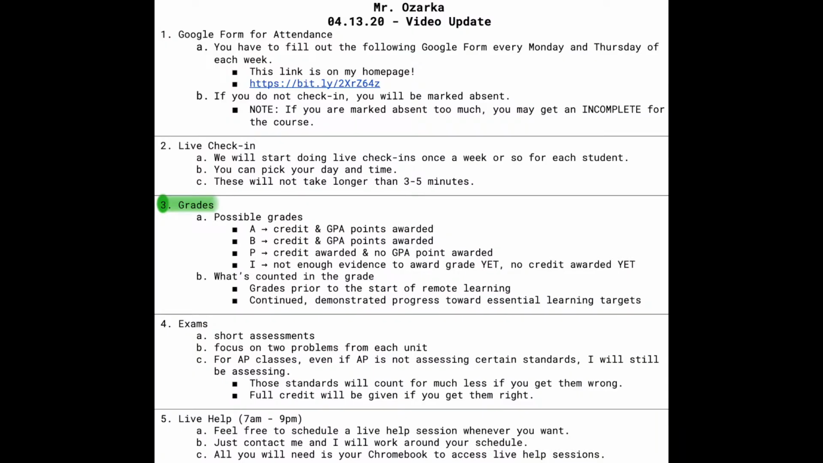All right, so what's counted in the grade? Everything prior to the remote learning is still going to be counted in the grade, but you also have to show continued and demonstrated progress toward essential learning targets. So basically what I'm going to be doing is giving you assessments each week. This was also in the past update, where I said I'm going to give you certain weekly assessments that you have to turn in by the next week that it's due, and then I'm going to be checking it over. These are going to count intermittently, but the main thing that's going to count is how you end the class.